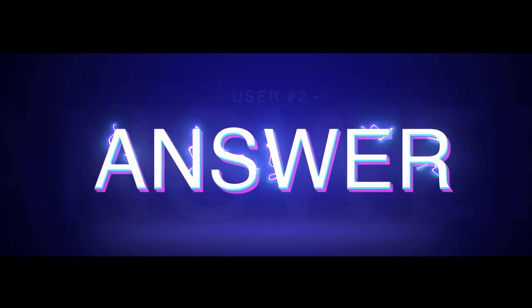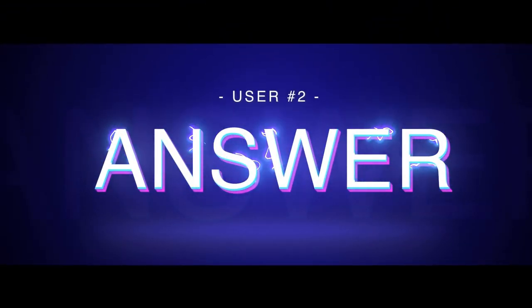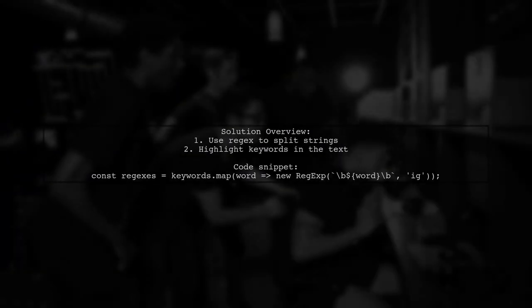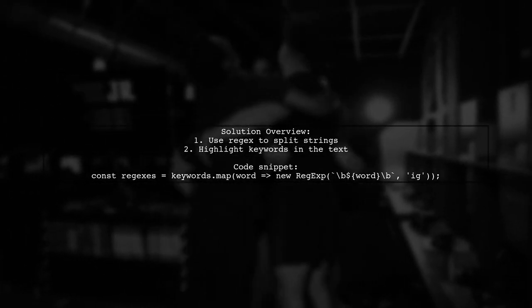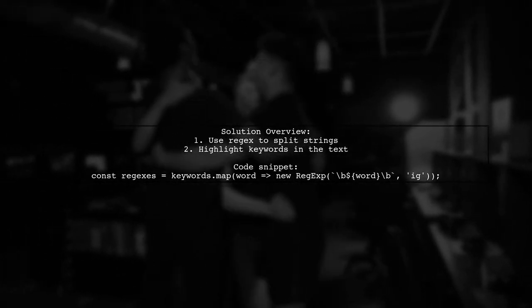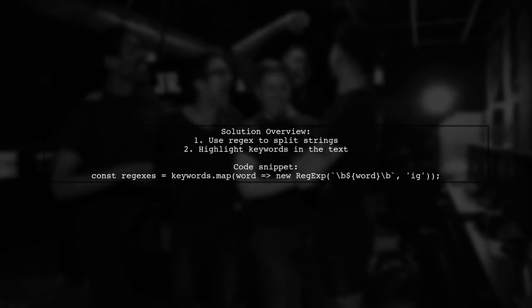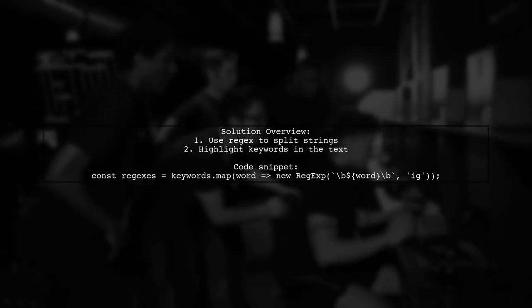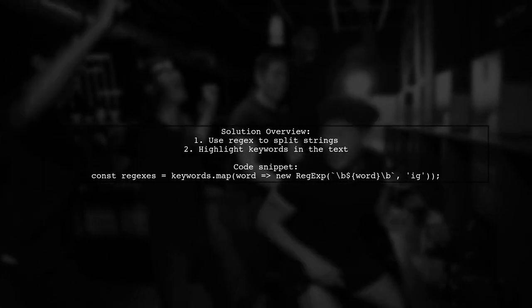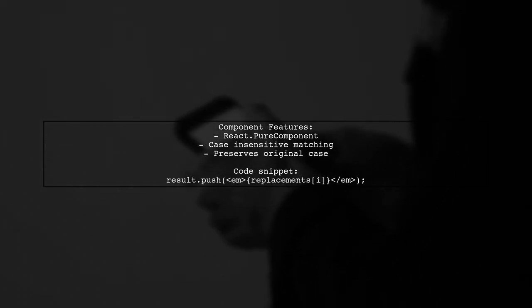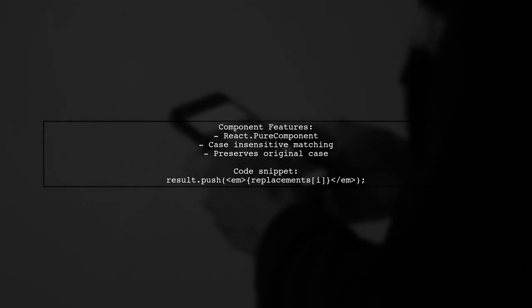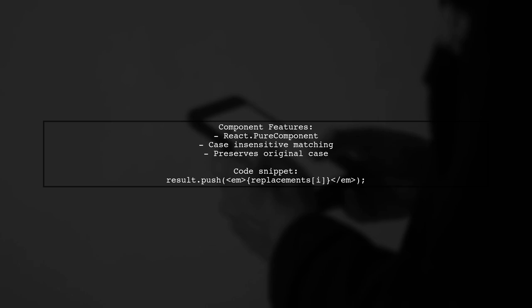Let's now look at another user-suggested answer. Here's a solution for wrapping multiple strings in HTML using React. It employs a regex to split the input string based on specified keywords. The code defines a React component that highlights keywords in a given input string. It handles casing sensitivity and preserves the original case of matches.